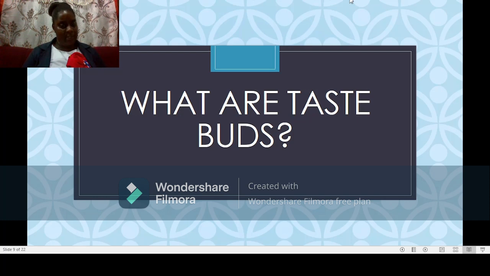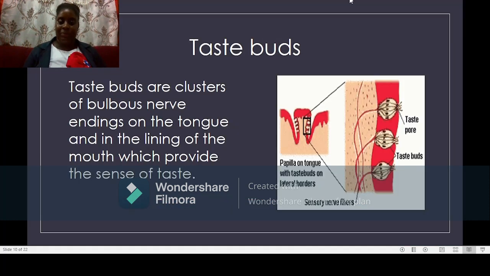What are taste buds? Now, taste buds are clusters of bulbous nerve endings on the tongue and in the lining of the mouth, which provide a sense of taste. So now, we do not only have taste buds on our tongue, but we will have them in the lining of our mouths, like on our cheeks.